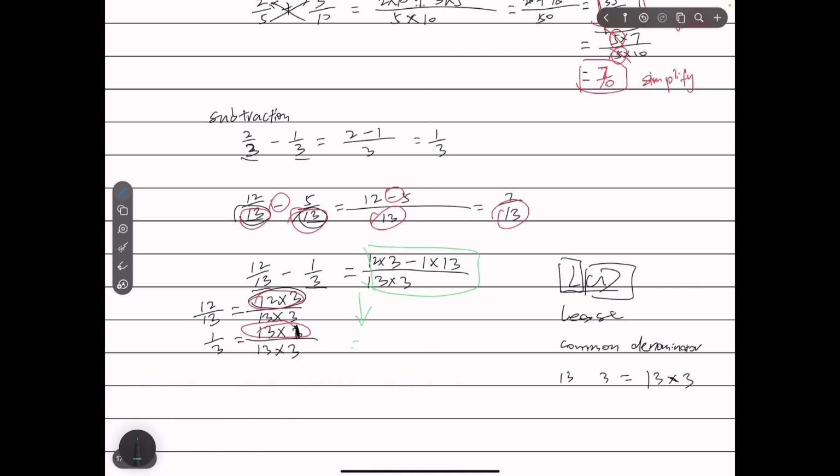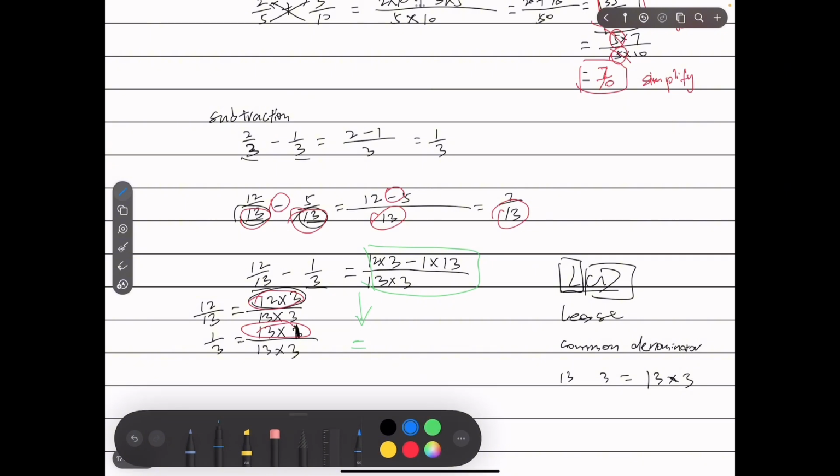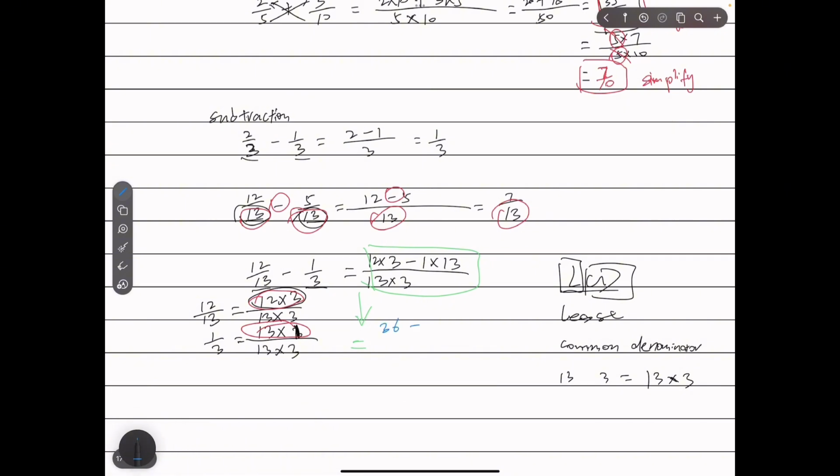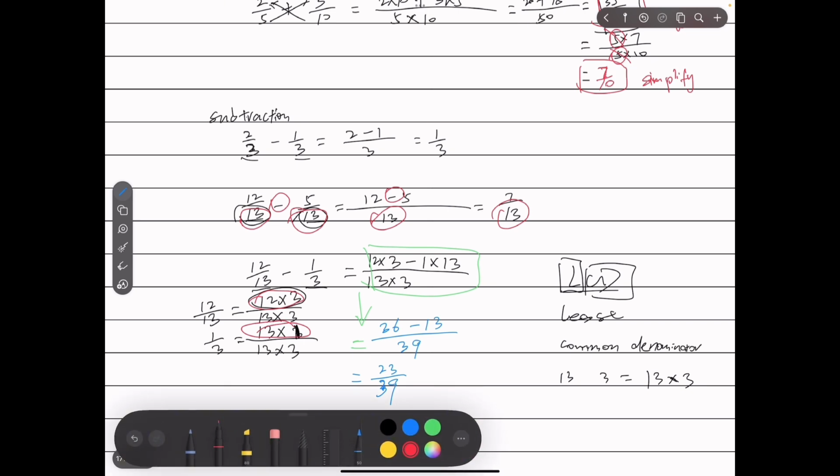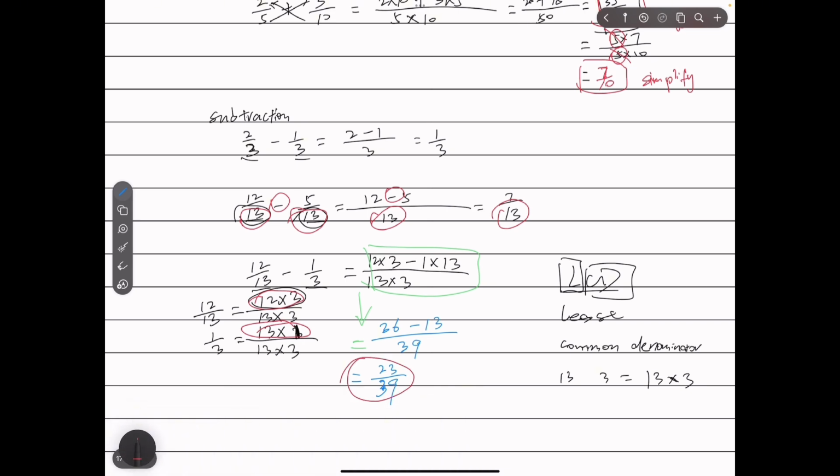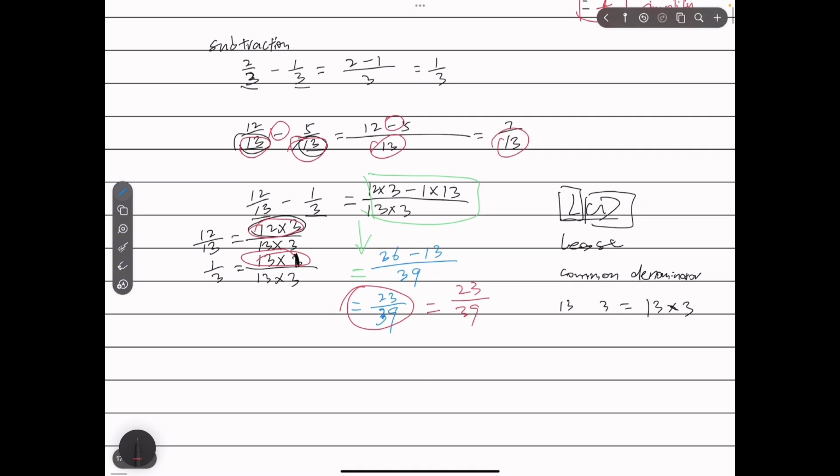That will give us the result equals, so 12 times 3, which is 36, minus 1 times 13, which is 13. 13 times 3 is 39, so that will give us 23 over 39. And this number is already in the simplified form. So that will be the final result. So 12 over 13 minus 1 over 3 will give us 23 over 39.